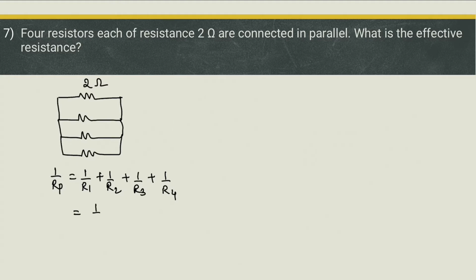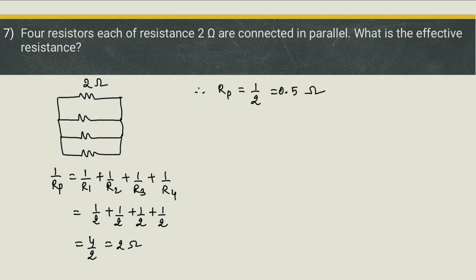Then substitute the values. So 1 by 2 plus 1 by 2 plus 1 by 2 plus 1 by 2. That is 4 upon 2, 2 ohm. But as I told you in the last numerical, we will have to reciprocate the final step. So Rp is equal to 1 upon 2, that is 0.5 ohm.